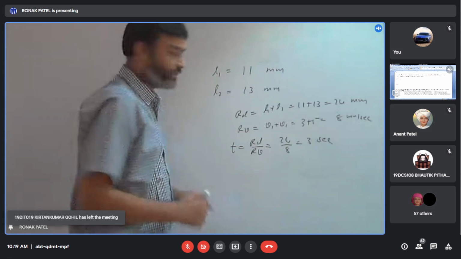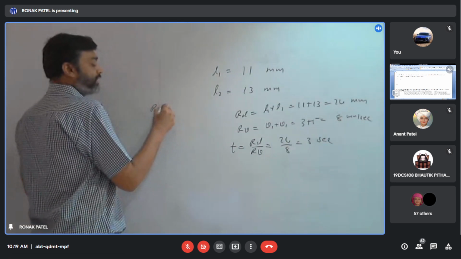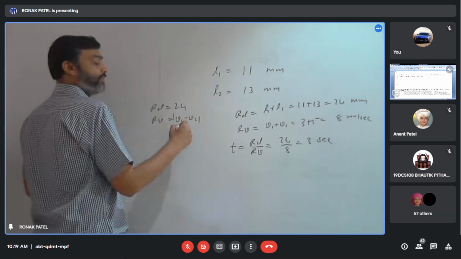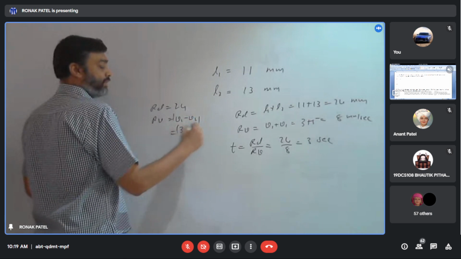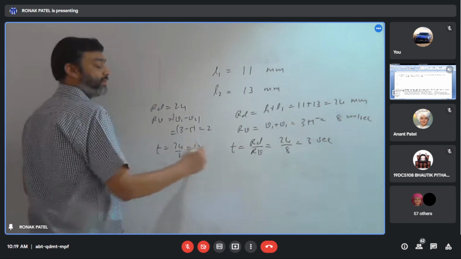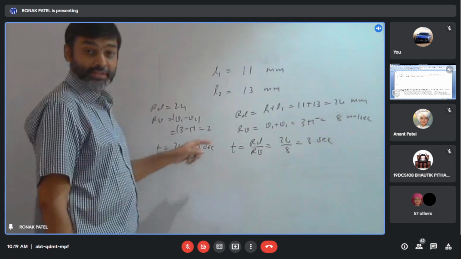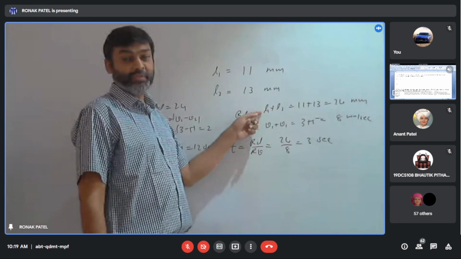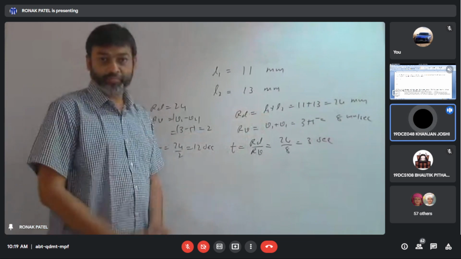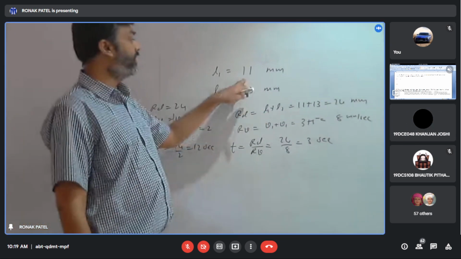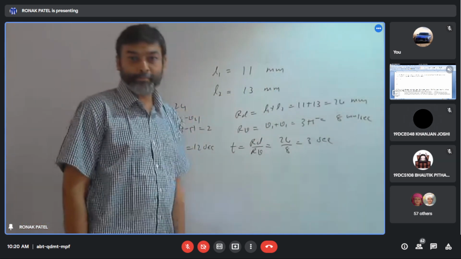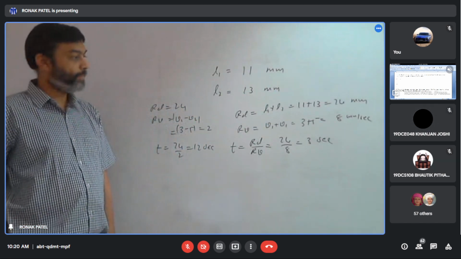Suppose they move in the same direction. In that case, your relative distance will still be 24, but the relative speed is the absolute value of v1 minus v2. So that makes 3 minus 5, absolute value is 2. In that case, time equals 24 by 2, that is 12 seconds. Means if they move in opposite directions, add their velocities. If they move in the same direction, subtract their velocities. Length is in centimeter, so I converted to millimeter, 11 millimeter and 13 millimeter. Are you clear? Yes, sir.